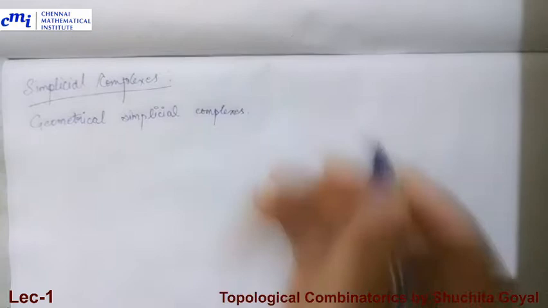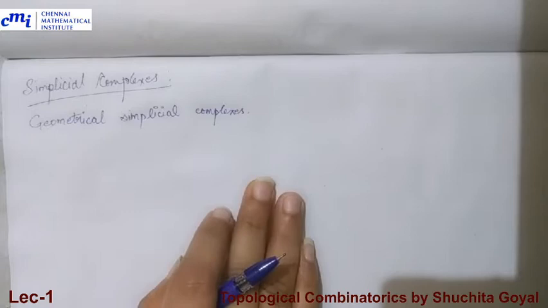So what are they? First of all, geometric simplicial complexes. That by name itself suggests that they are in some sense geometric in nature, so you should be able to see them, visualize them. So what is it? First of all, you choose affinely independent points in a space. So what does affinely independent roughly mean?